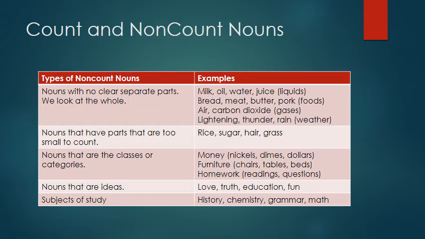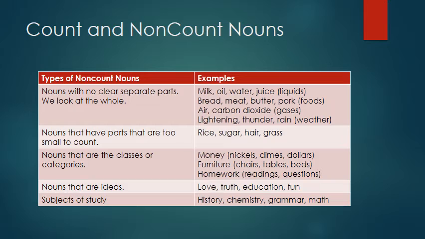So the next one is nouns that are ideas. Okay, the book uses the word abstractions, and abstraction basically means an idea that doesn't have any shape or physical form to it. So something like love, truth, education, fun, these are all nouns, but we can't touch them.